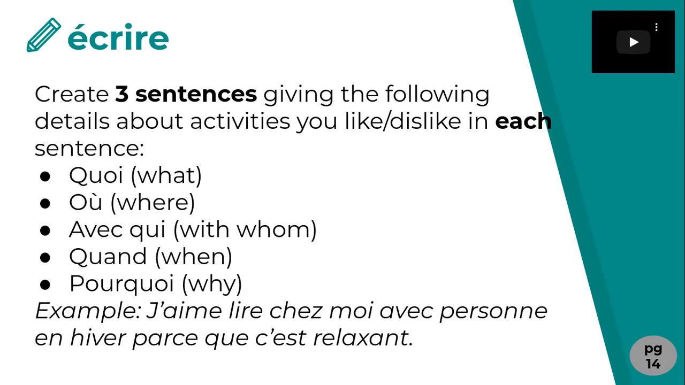So try and have all the things we just practiced in our speaking. Try and have what, where, with whom, when, and why. For example, j'aime lire, that covers what, chez moi, where, avec personne, covers with whom, en hiver, when, parce que c'est relaxant, why. So guest teacher, please pause the video and give students 6 minutes to create three sentences talking about activities they like or dislike to do using lots and lots of details.